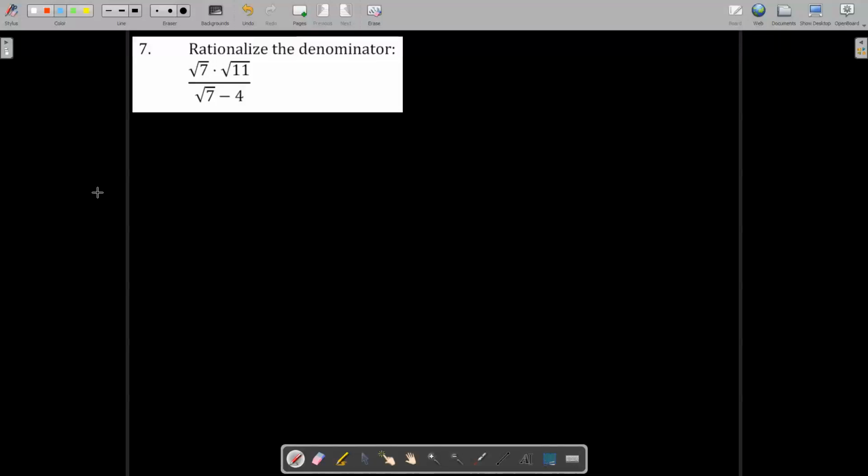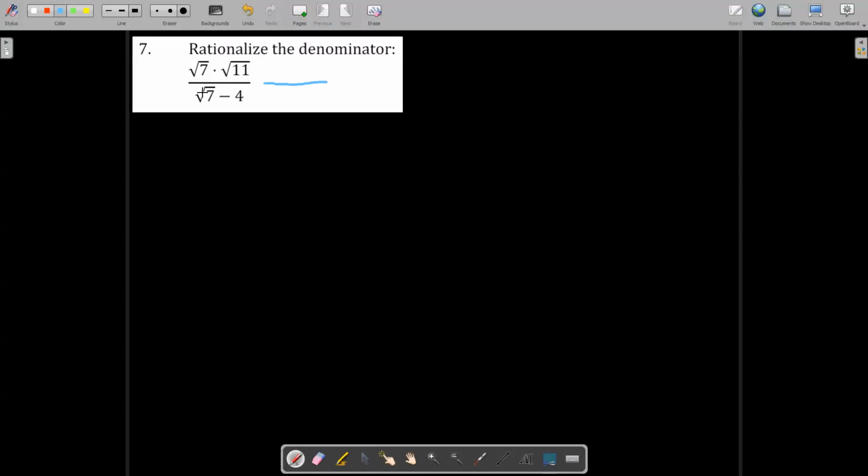Number 7, rationalize the denominator. Okay, we want to make sure that there are no radicals down here. The way that we're going to do that is we're going to multiply both the top and the bottom of this fraction by the same thing. It has to be the same on the top and the bottom because we want to multiply by a value of 1 so as to preserve the value of this fraction.